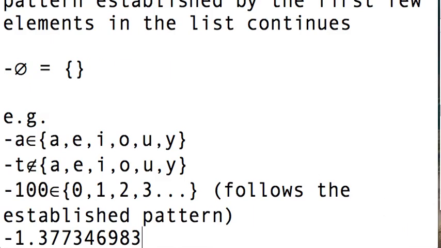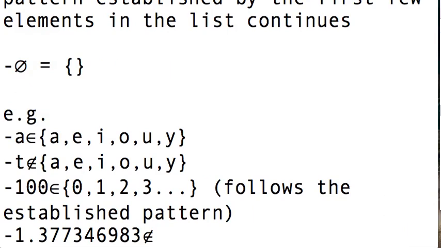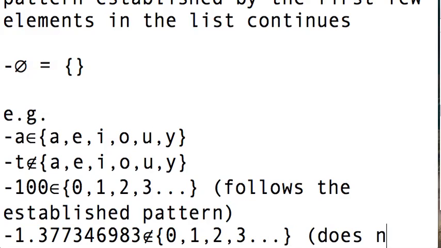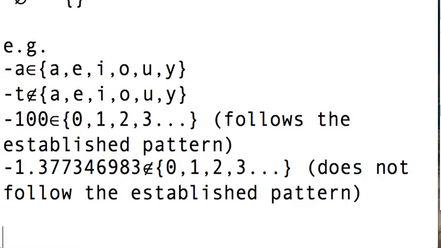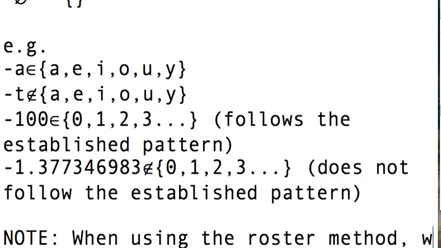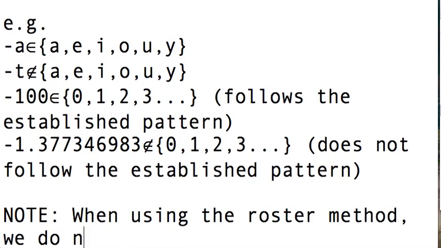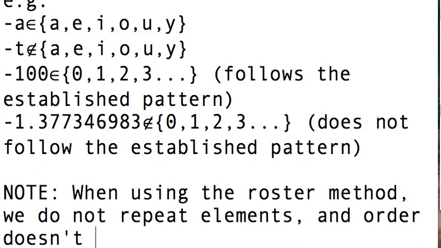Anyways, this number is not in here because it does not follow the established pattern. Because all these numbers are whole numbers right here, and this is some decimals, so it's not going to be in there. Now this is not necessary. Oh, and finally one thing. When using the roster method, we do not repeat elements, and the order doesn't matter.